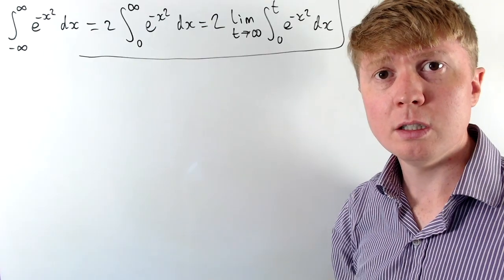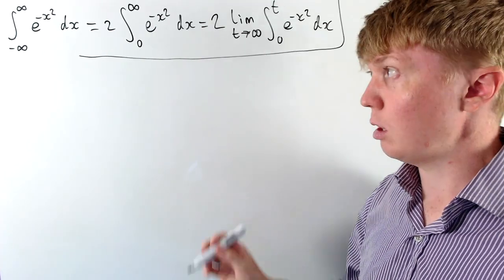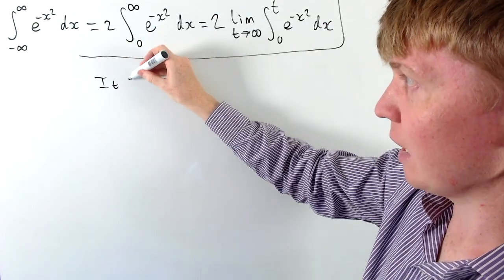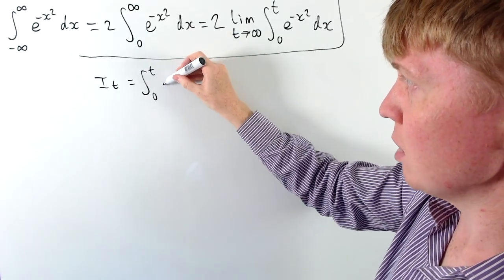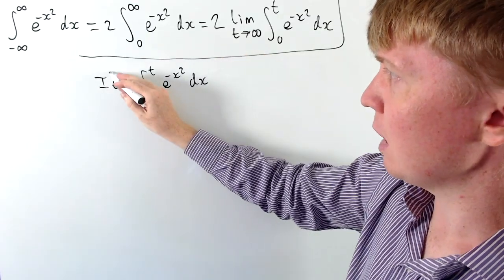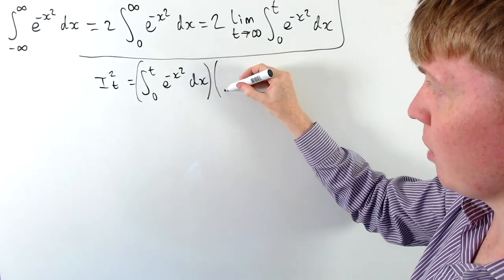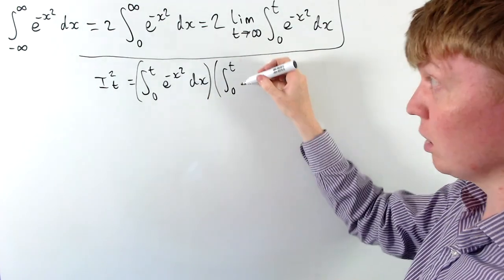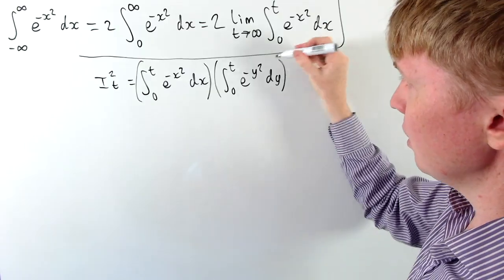And just like in the classic approach where we use polar coordinates, we're going to start by squaring the integral. So let's call this integral, the integral up to t, the integral from 0 to t of e to the negative x squared dx. But if we wanted it squared, we could rewrite this as the same integral just multiplied by itself. And when we write this the second time, instead of repeating the x, we can introduce a different variable, e to the negative y squared dy.